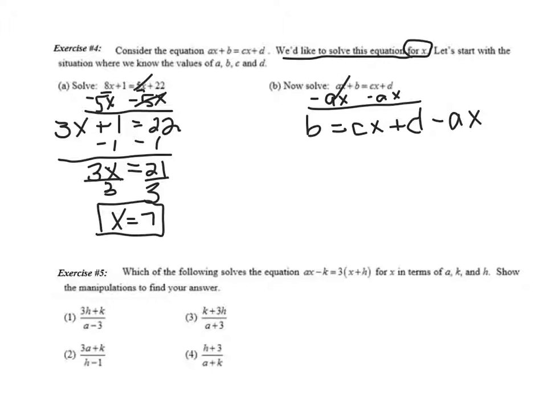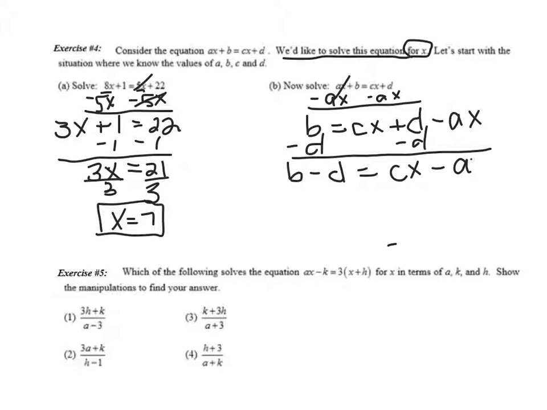Well, now we've got 3 terms on this side. Only 2 of them have an x in it. And that's okay, but let's get rid of any terms on this side that don't have an x in it, like the plus d. To get rid of plus d, we're going to subtract d from both sides. So we get b minus d equals cx minus ax.